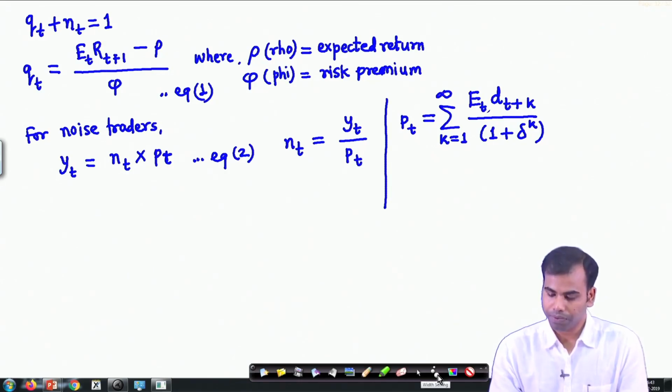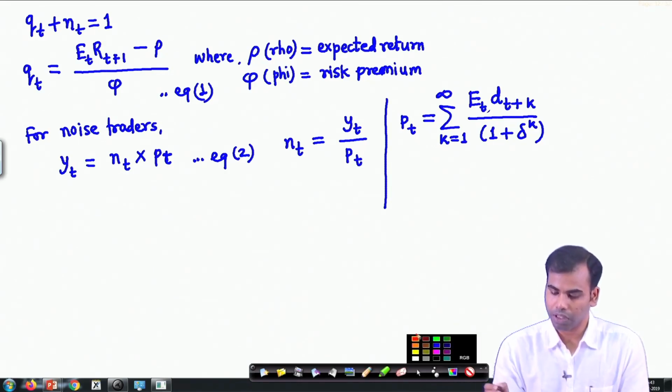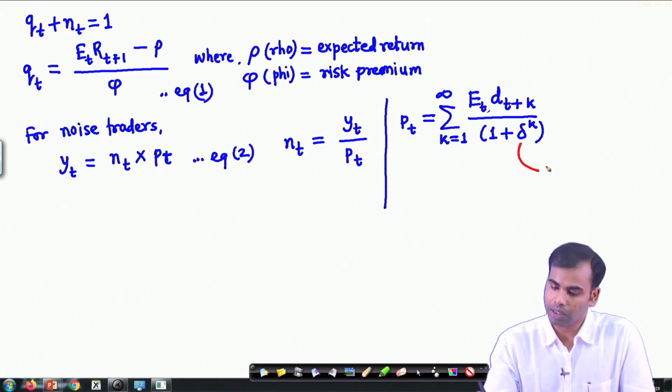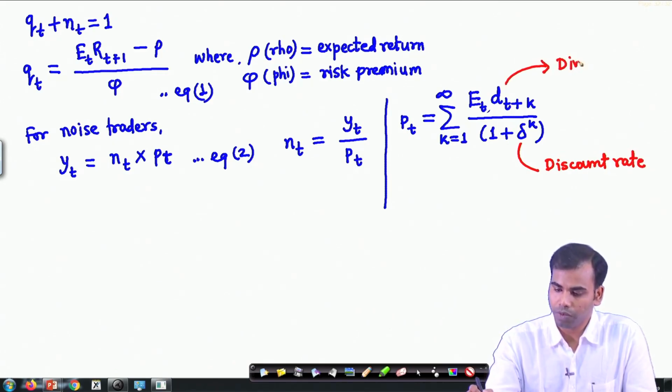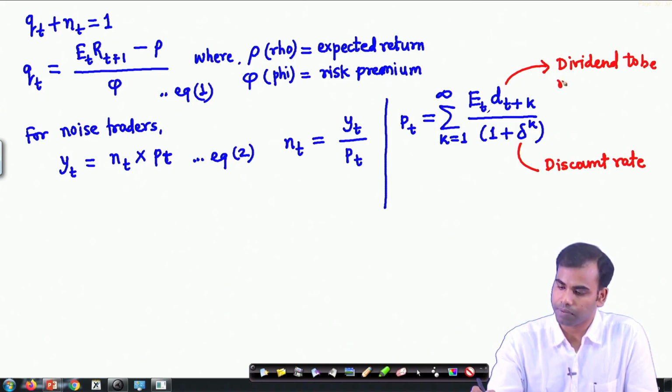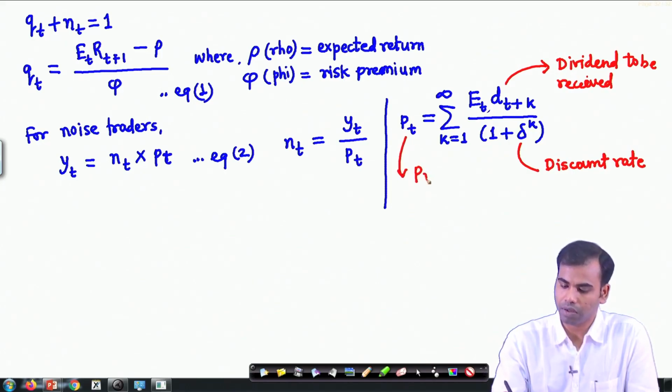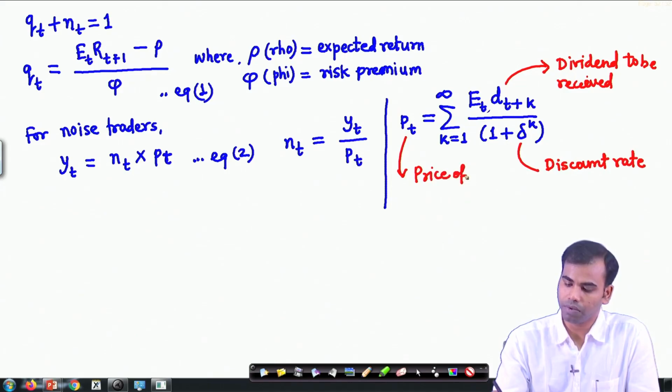So, if I can give further explanation, this delta is the discount rate and this D is dividend to be received in future. And this P of course is the price of the share.